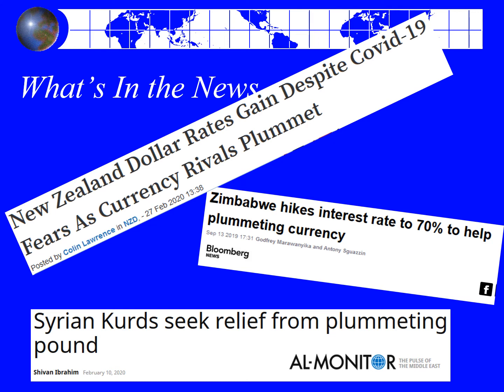And the third headline, the one on the bottom: Syrian Kurds seek relief from plummeting pound. Syria is in a war zone with Russia and Turkey going at each other. There is a shortage of goods and it takes more money to buy stuff. This is a form of inflation also. Thus, the currency is weak. From these three headlines, you can see that different factors can cause a currency to rise or fall. Some of these are very predictable.